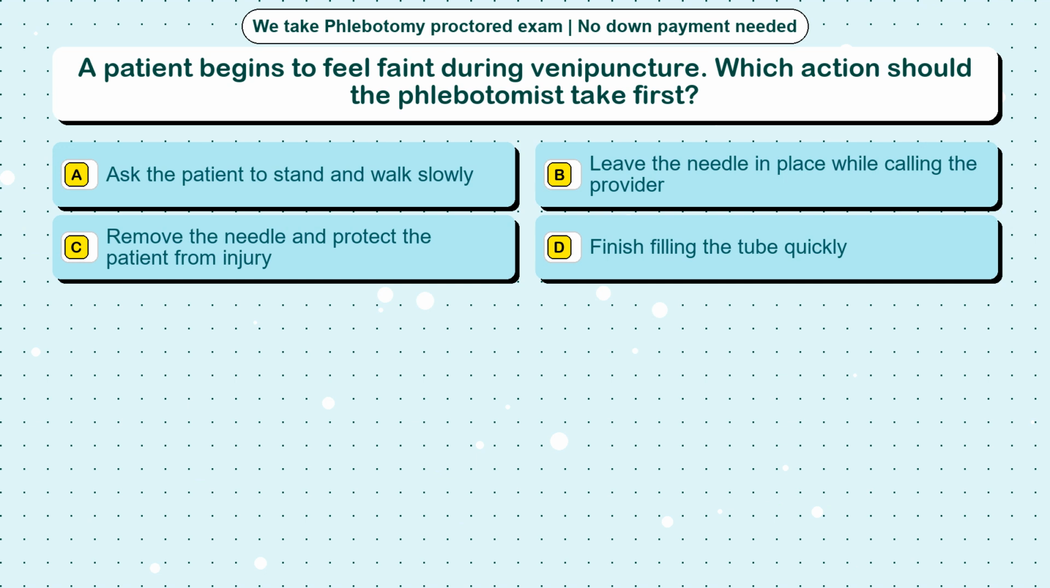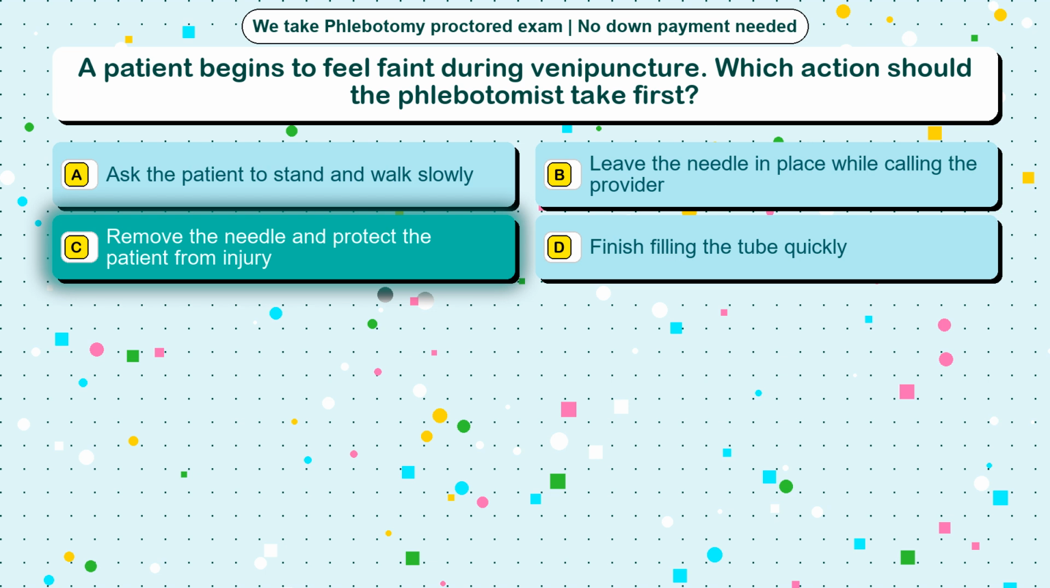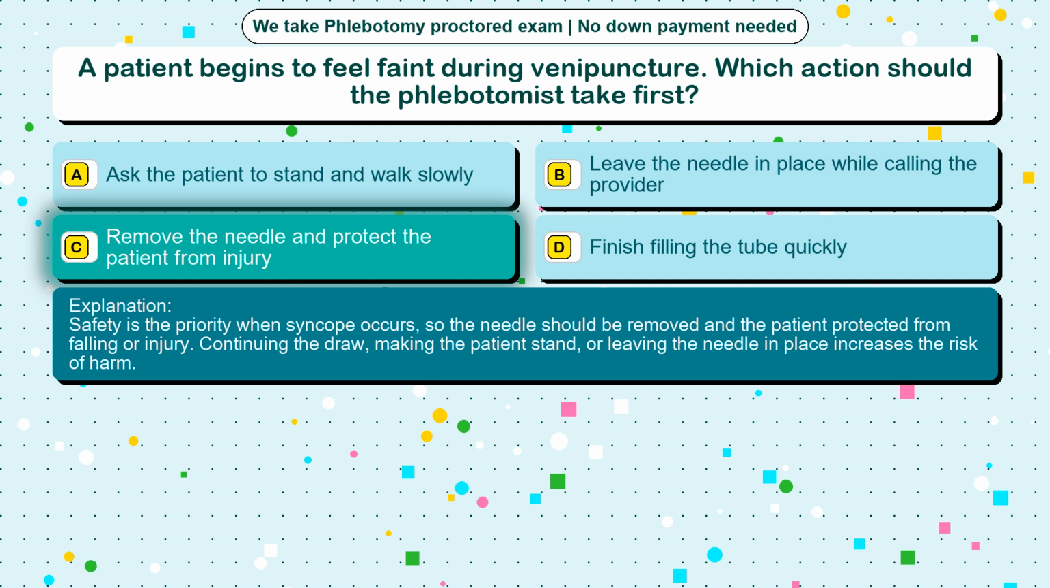Question 26. A patient begins to feel faint during venipuncture. Which action should the phlebotomist take first? Option A, ask the patient to stand and walk slowly. Option B, leave the needle in place while calling the provider. Option C, remove the needle and protect the patient from injury. Option D, finish filling the tube quickly. The correct answer is option C, remove the needle and protect the patient from injury. Safety is the priority when syncope occurs, so the needle should be removed and the patient protected from falling or injury. Continuing the draw, making the patient stand, or leaving the needle in place increases the risk of harm.